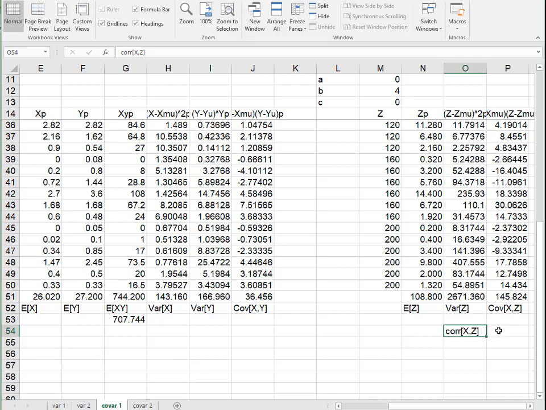The definition of this is basically just the covariance, but it's adjusted by dividing by the spread of x as measured by the variance, and also dividing by the square root of this and the square root of this. So the standard deviation of x and the standard deviation of z. So it's the square root of them both, this times this.